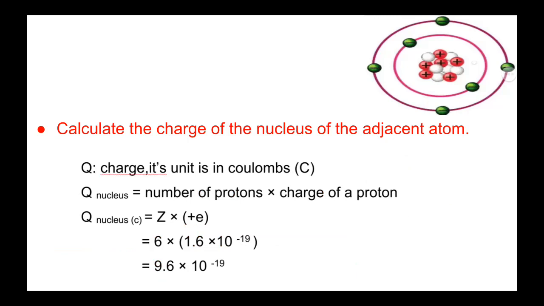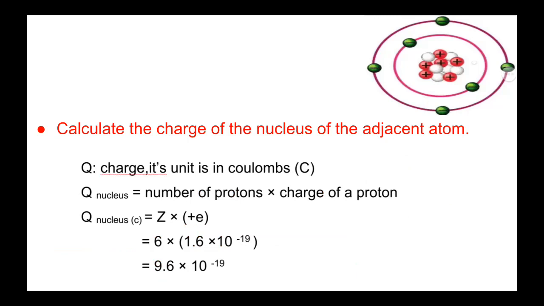Charge of the nucleus is equal to the number of protons times the charge of a proton. So, charge of the nucleus equals the number of protons, that is Z, times the charge of a proton, that is plus e. Okay, we know that protons are positively charged. In this figure, Z is equal to 6. So it is 6 times the charge of the proton, which is 1.6 times 10 to the power minus 19, plus 1.6 times 10 to the power minus 19 since it is positively charged.